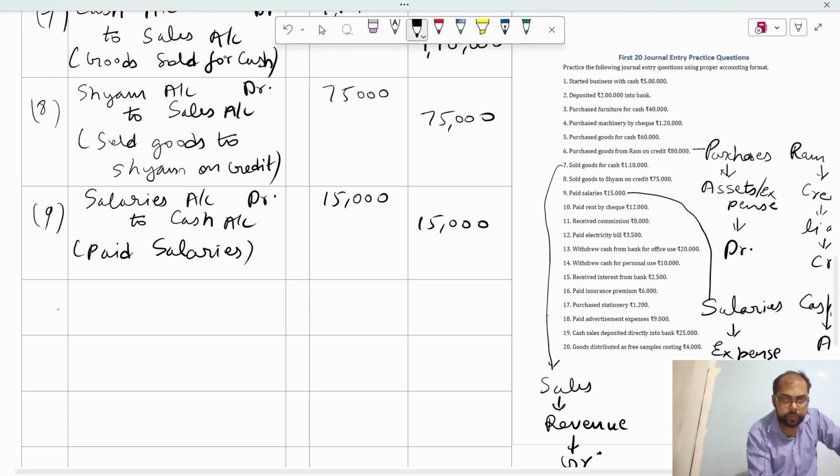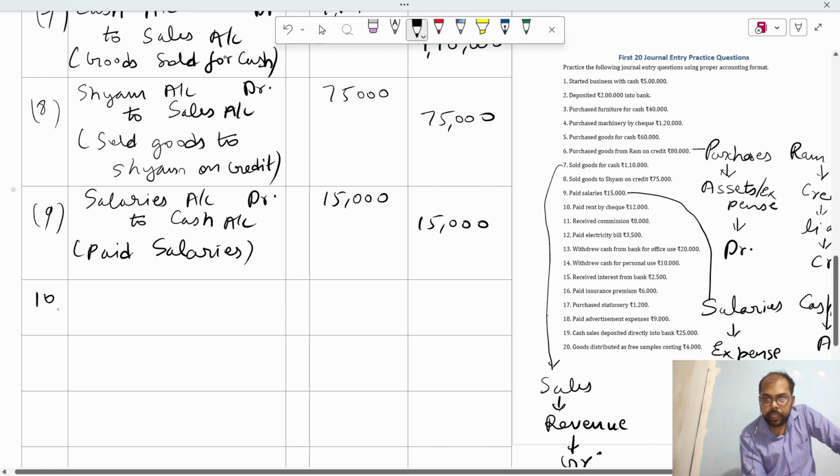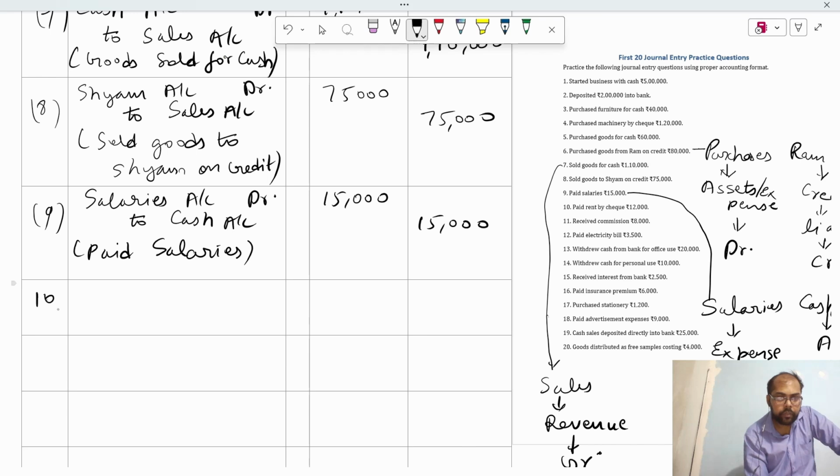The 10th point says that paid rent by check rupees 12,000. So what is rent? Rent is again an expense, and it is paid through check. So bank account will be credited here.